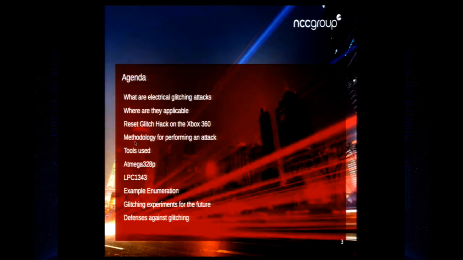And then towards the end, we're going to look at the devices I had in mind to go over and try to attack, and ideas for glitching experiments in the future, and finally, defenses that embedded vendors can try to use to defend themselves against these types of attacks.